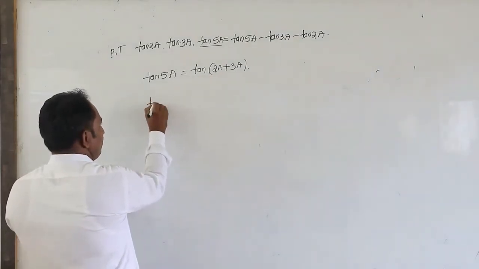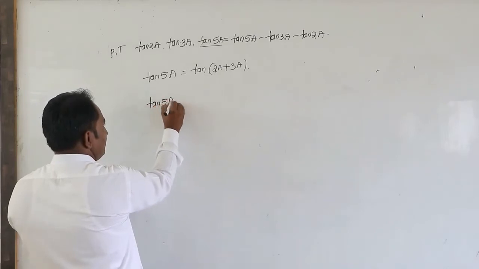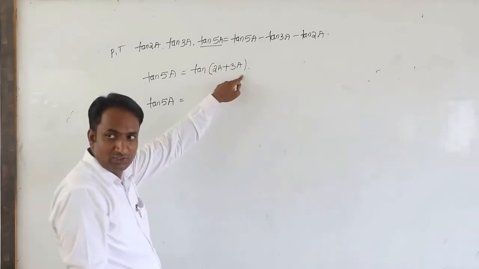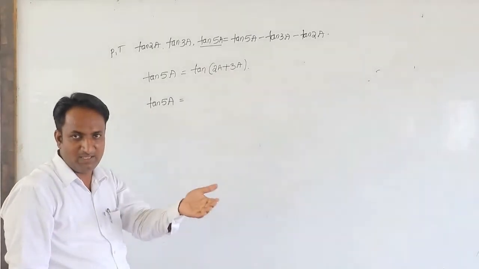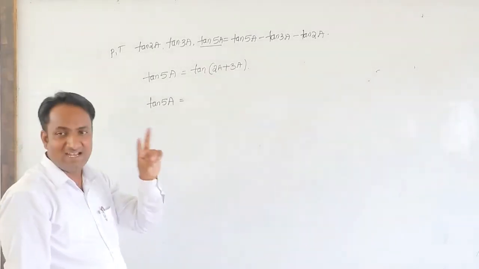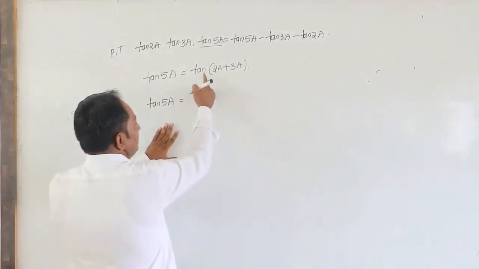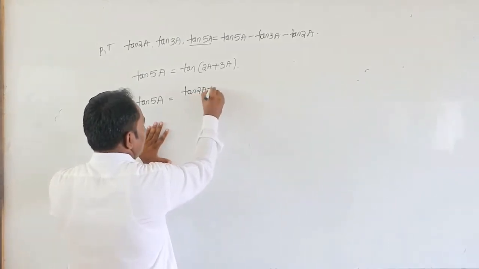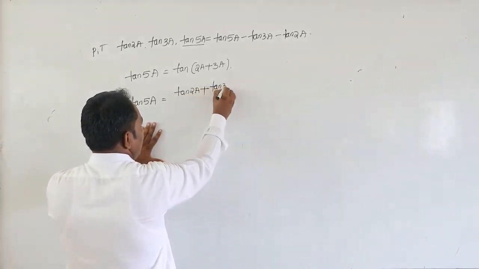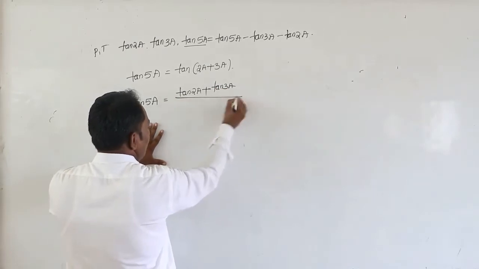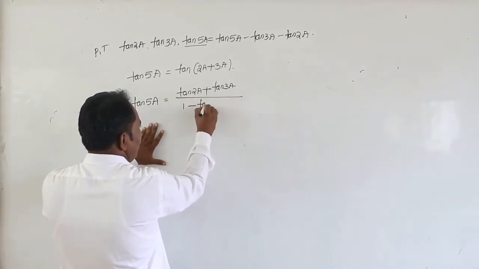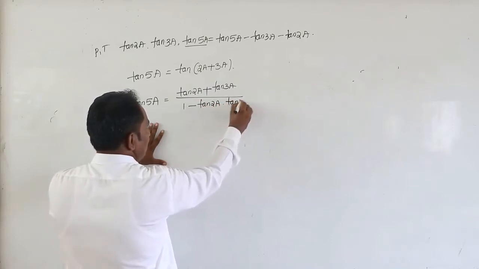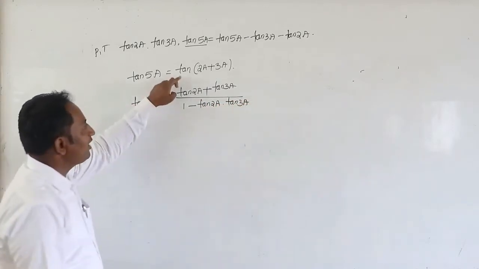Here tan of 5a is equal to, we know that the formula tan of a plus b is equal to tan a plus tan b divided by 1 minus tan a into tan b. Applying here tan of 2a plus tan of 3a divided by 1 minus tan 2a into tan of 3a.